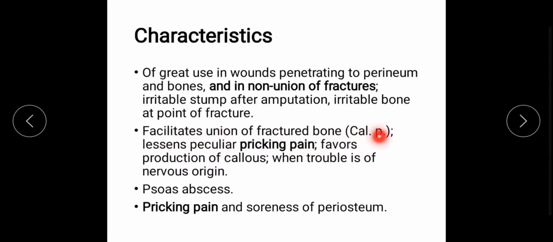Another remedy is Calcarea phos. It lessens the peculiar pricking pain. It favors the production of callus when the trouble is of nervous origin. It is used in psoas abscess. Pricking pain and soreness of the periosteum are the characteristics of Symphytum.